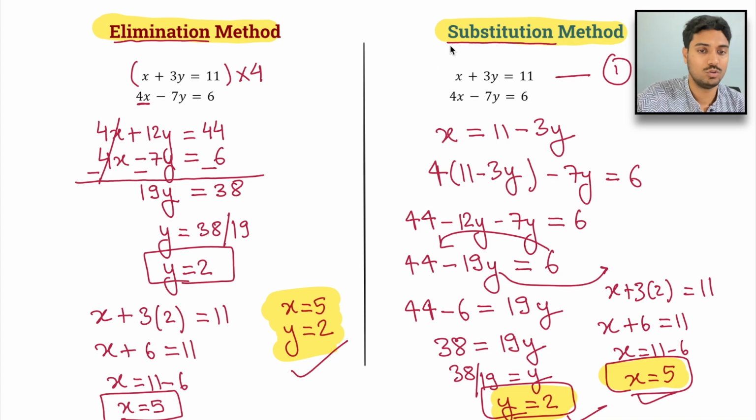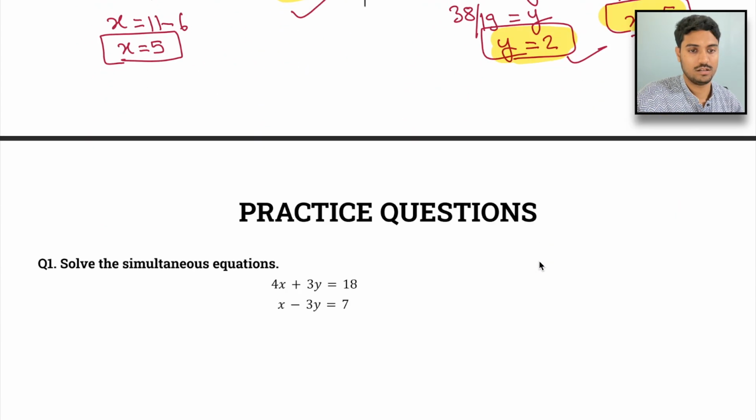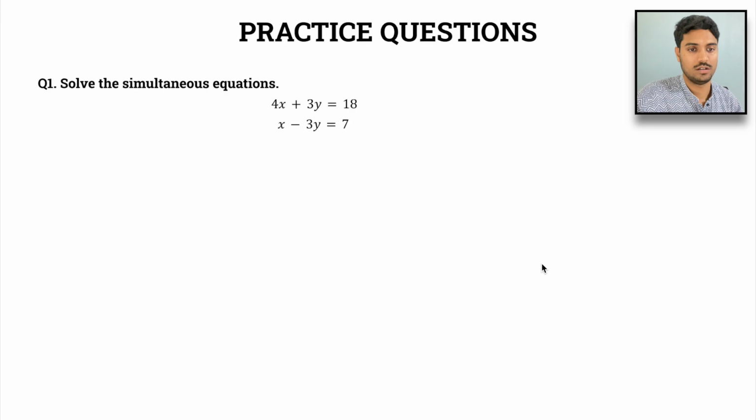In that case we have to apply the exact method, but when it is not mentioned, it's just mentioned to solve the simultaneous equation, in that case we can use any method based on our preference and ease and just solve it. So let's try some questions.